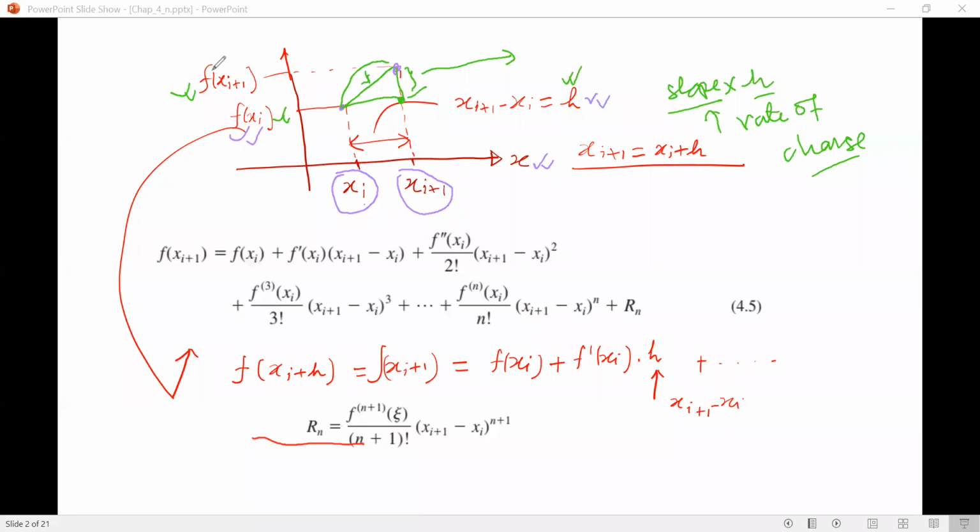But if you want to refine this approximation, you have to consider this curvature effect. That curvature effect can be considered by adding more terms of higher derivatives. If we proceed with doing this, you will obtain this equation 4.5. This is the general form of what we call the Taylor series.